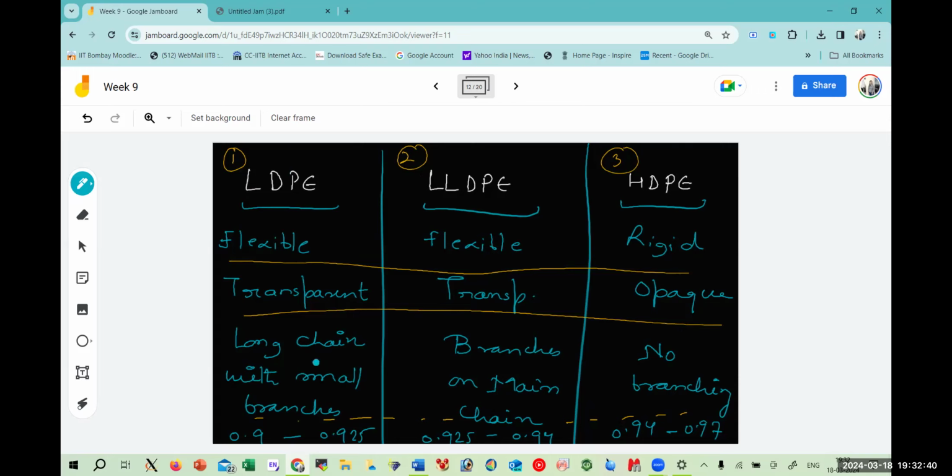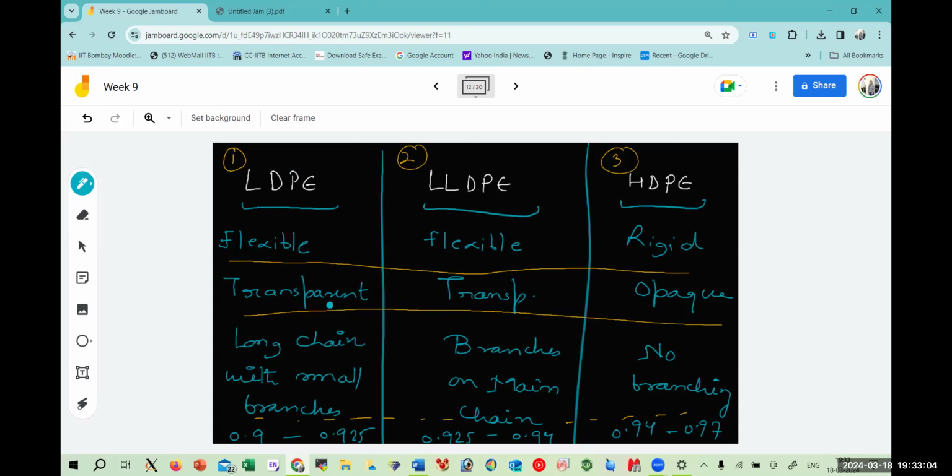LDPE generally has a long chain with small branches. You can just consider any polymeric chain which has a small branch over there. Whereas linear low-density polyethylene has branches directly on the main chain, not small branches. Whereas high density polyethylene has no branching.